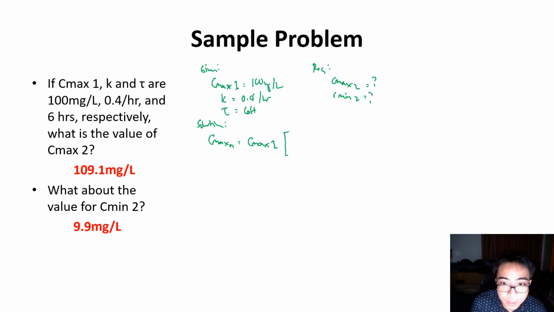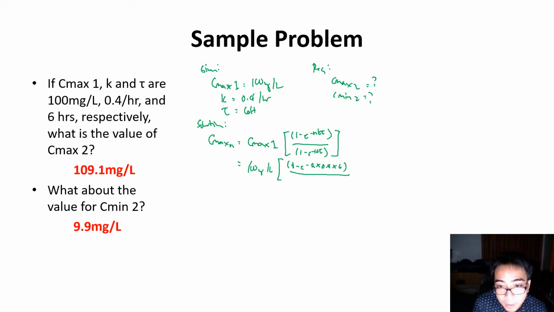That's the accumulation factor, which is 1 minus E negative n k tau over 1 minus E negative k tau. Okay? So obviously, ang n ko ito will be 2. So Cmax ko is 100 milligrams per liter times 1 minus E negative 2, kasi Cmax 2 tayo, times K, which is 0.4, times tau, which is 6 hours, over 1 minus E negative 0.4 times 6. Sorry, hindi na ako susulat ng units class, pero gets nyo naman na ito, di ba?